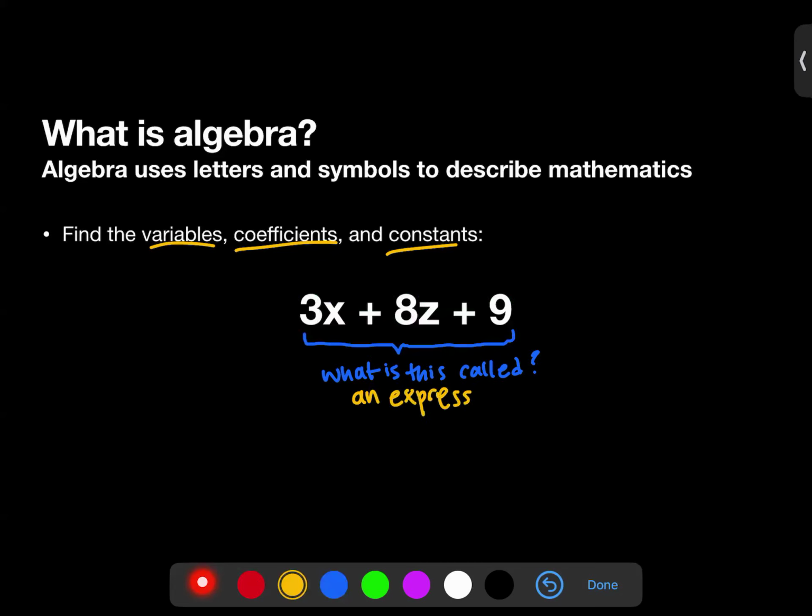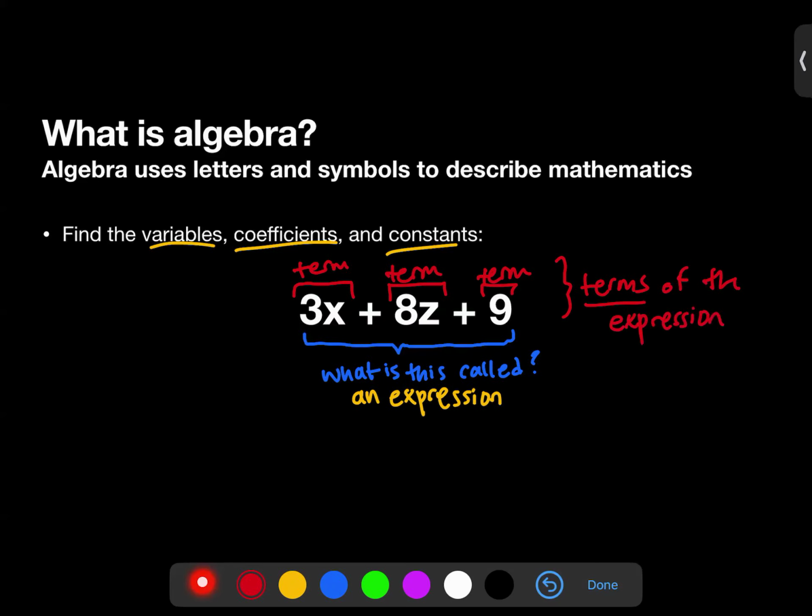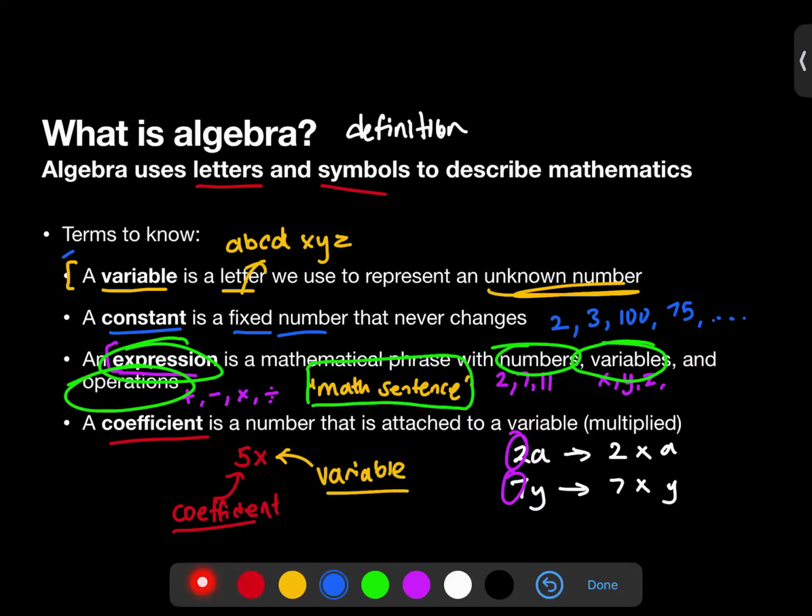Okay. So now let's go through each of these terms. This is a term, this is a term, this is a term. So these are all called terms of our expression. Remember these terms that we just learned, the vocabulary words. So we have variable, constant, expression, and coefficient.